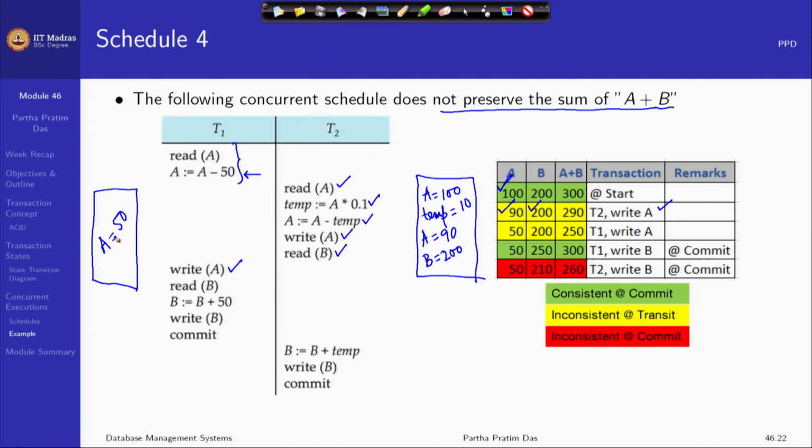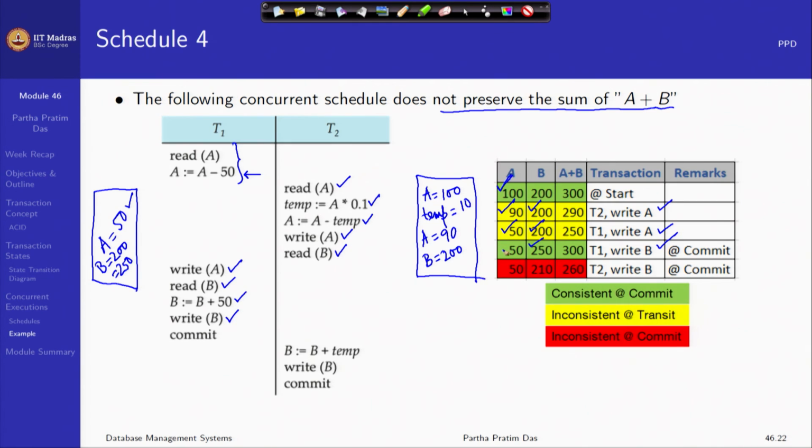The next instruction is writing A by transaction T 1. What does it write? It writes whatever is the value of its local copy, which is 50. So, after T 1 has written, the database remains in a transient inconsistent state. Then it reads B. What is B? B is 200 in the local copy of transaction T 1, and it increments B. So, it becomes 250 in the local copy, it writes B. So, it writes 250, and it does a commit.